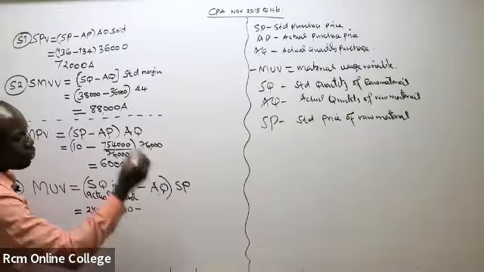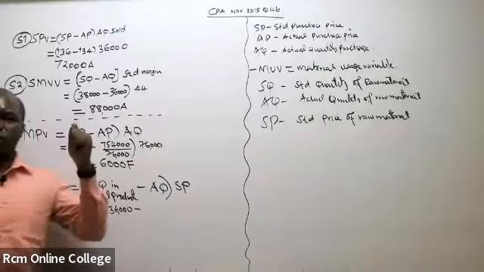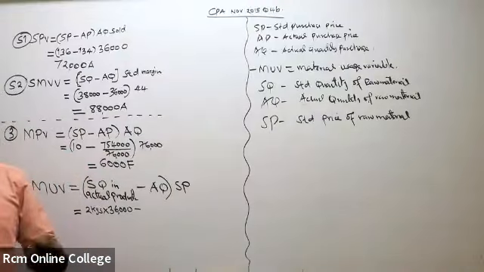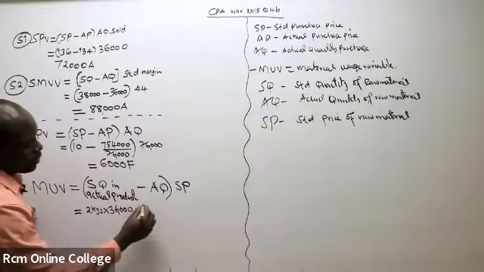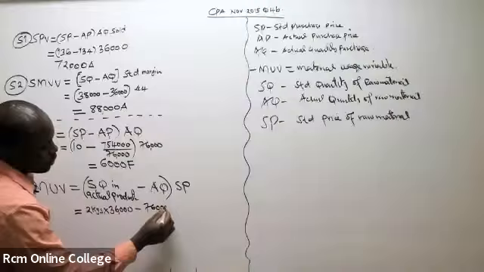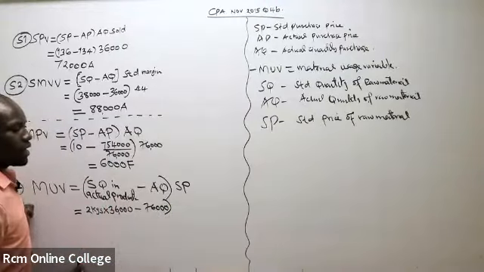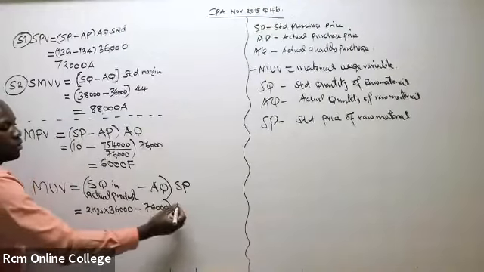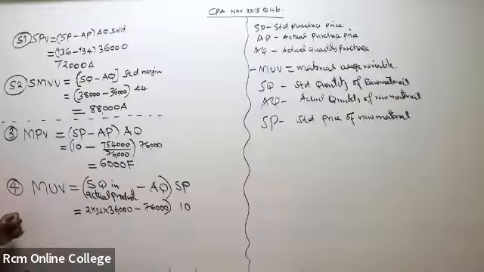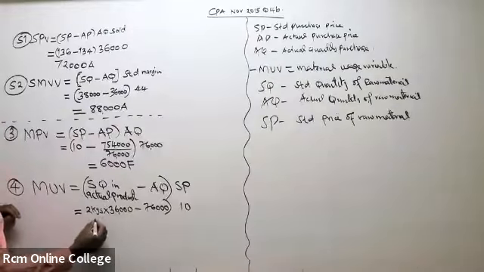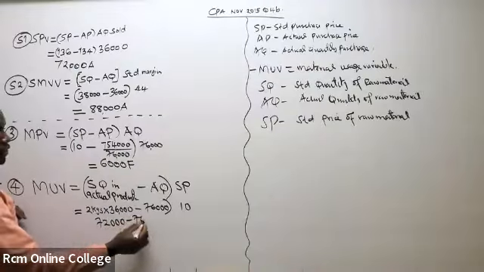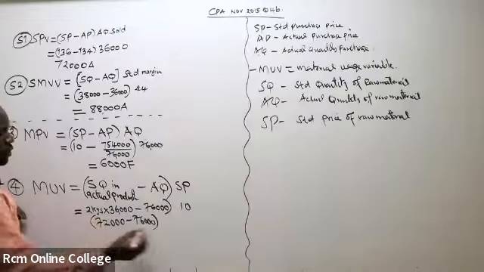Then we less actual quantity of raw material. What is the actual quantity of raw material? 76,000. Then we need to multiply by standard price of raw material, which we used up there. Good. So what are we getting? 2 by 36, that is 72,000. We are comparing with 76,000. Then you multiply by 10.